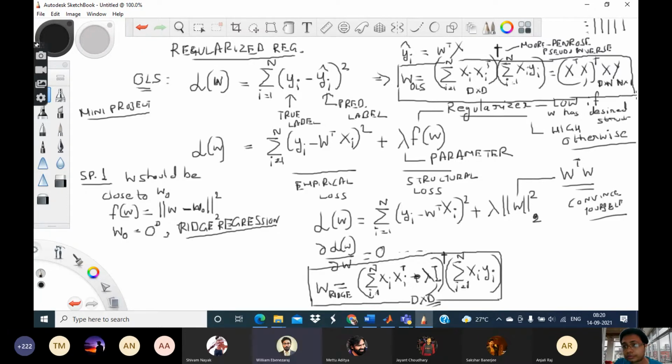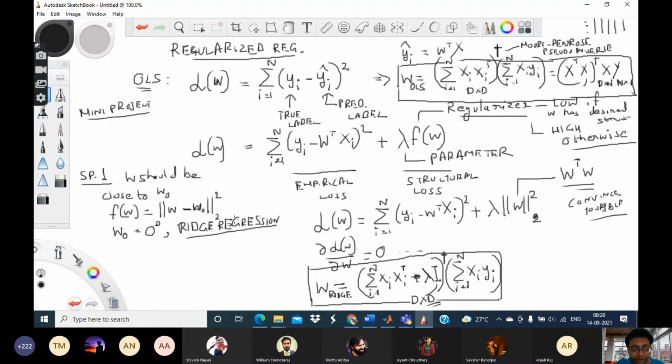Just to clarify, ridge regression is when w naught is the origin. If w naught is the origin, then this kind of squared L2 norm regularized regression is known as ridge regression. And the expression for ridge regression is this thing.